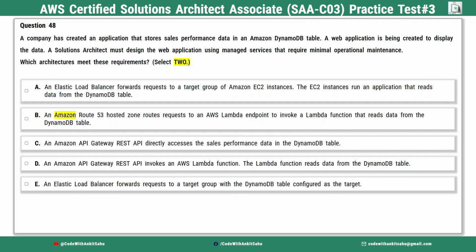Option B. An Amazon Route 53 hosted zone routes requests to an AWS Lambda endpoint to invoke a Lambda function that reads data from the DynamoDB table. Option C. An Amazon API Gateway REST API directly accesses the sales performance data in the DynamoDB table. Option D. An Amazon API Gateway REST API invokes an AWS Lambda function. The Lambda function reads data from the DynamoDB table. Option A. An elastic load balancer forwards requests to a target group with the DynamoDB table configured as the target.